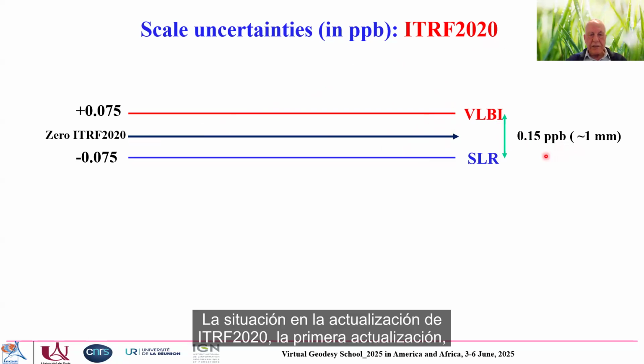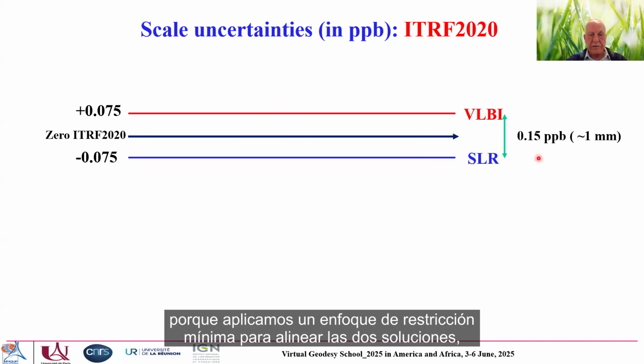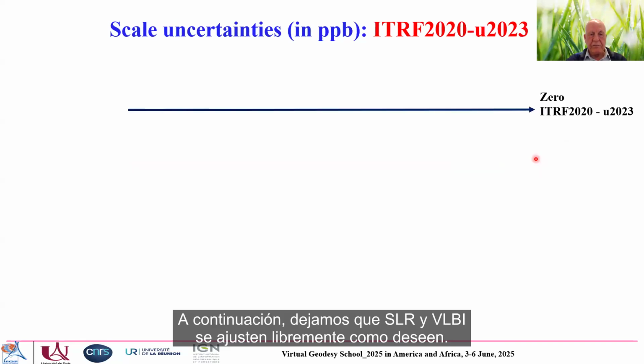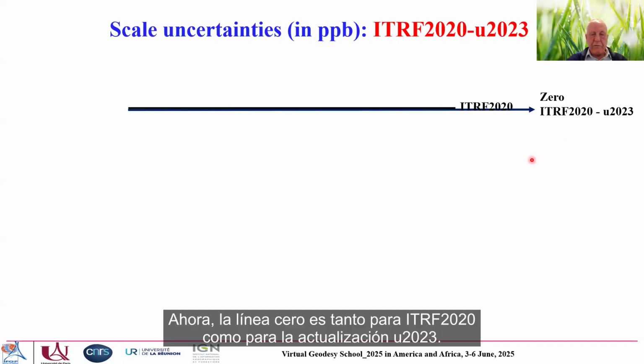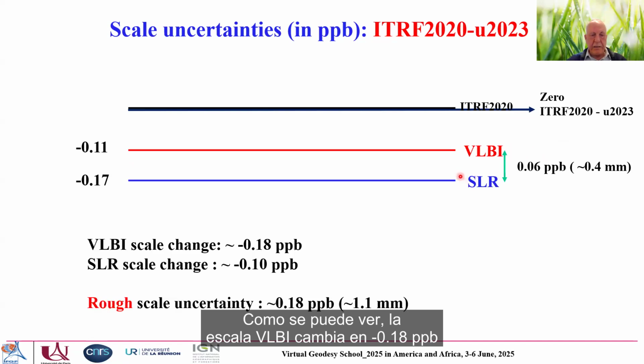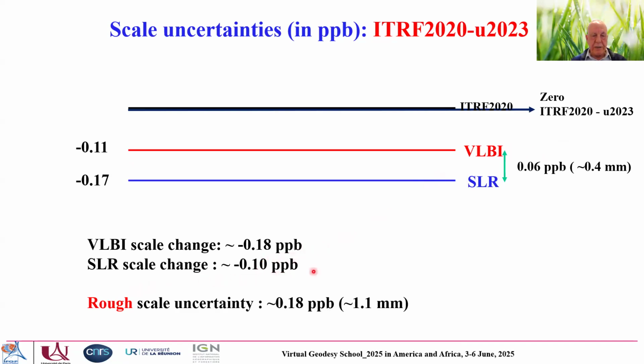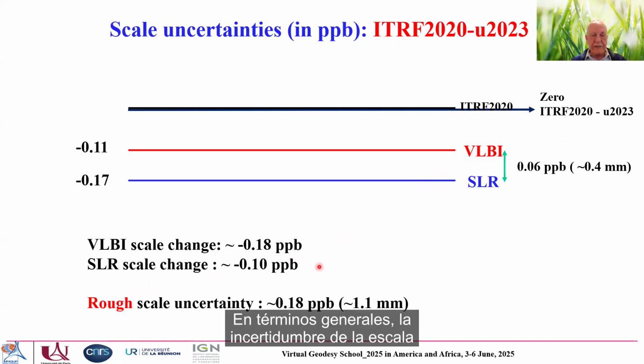The situation in the ITRF 2020 update, the first update: because we applied the minimum constraint approach to align the two solutions, we then let SLR and VLBI freely adjust as they want. Now the zero line is for both ITRF 2020 and its update U2023. As you can see, the VLBI scale changed by minus 0.18 ppb and the SLR scale changed by minus 0.1 ppb. So roughly speaking, the uncertainty of the scale of that alignment is at the level of 1.1 millimeter on average.